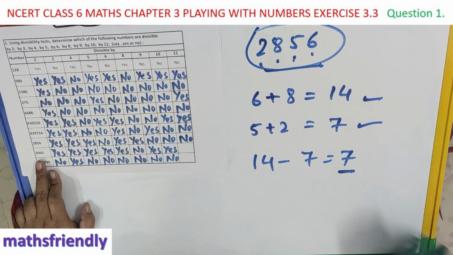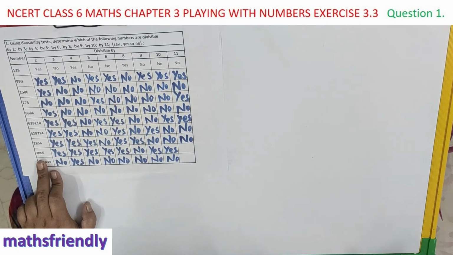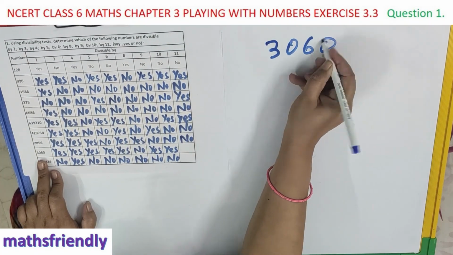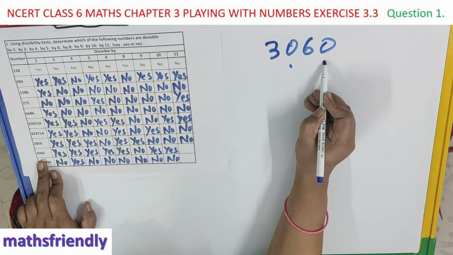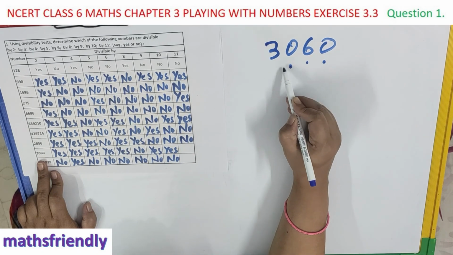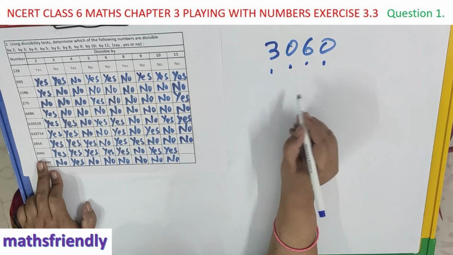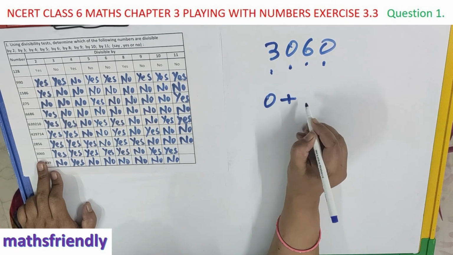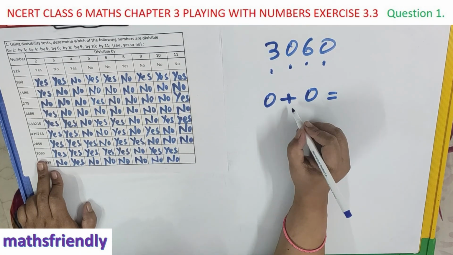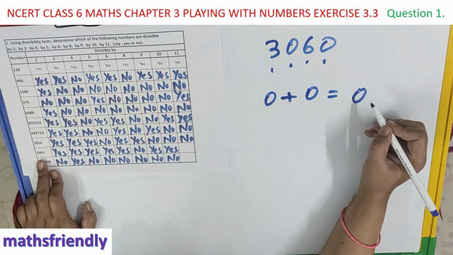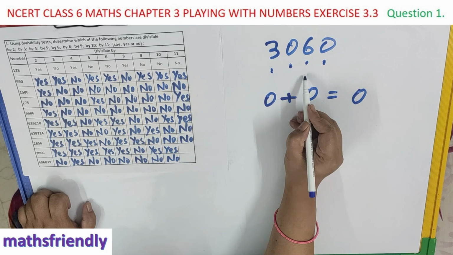Now what is the next number? The next number is 3060. The digits at odd places are these two: 1, 2, 3, 4. The first place, second place, third place and fourth place. So the digit at first place is this, the digit at third place is this. So we added the digits at the odd places. What is the sum of these two? This is 6.